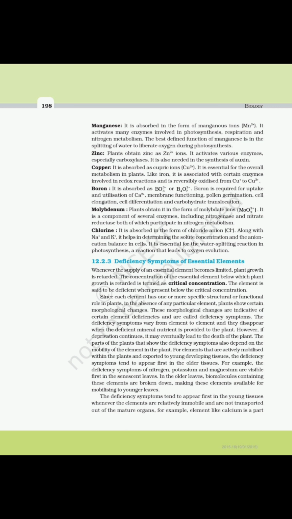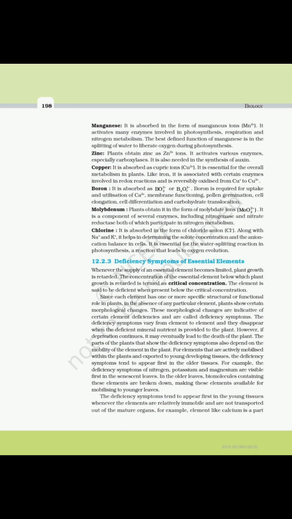Since each element has one or more specific structural or functional role in plants, in the absence of any particular element, plants show certain morphological changes. These morphological changes are indicative of certain element deficiencies and are called deficiency symptoms. The deficiency symptoms vary from element to element and they disappear when the deficient mineral nutrient is provided to the plant. However, if deprivation continues, it may eventually lead to the death of the plant.